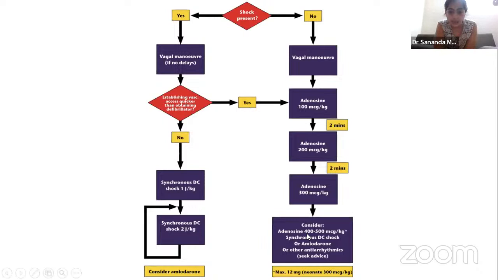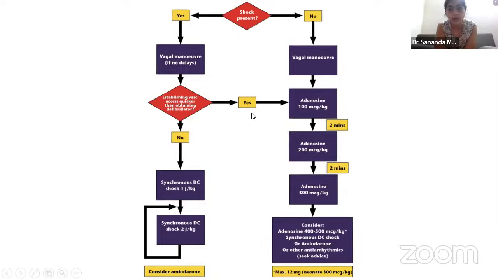If the child presents completely in shock and not hemodynamically stable, then straight away we go to synchronized DC shock. The dose here is 1 joule per kg, which is much less than your defibrillation dose. Now, what do we mean by vagal maneuver?